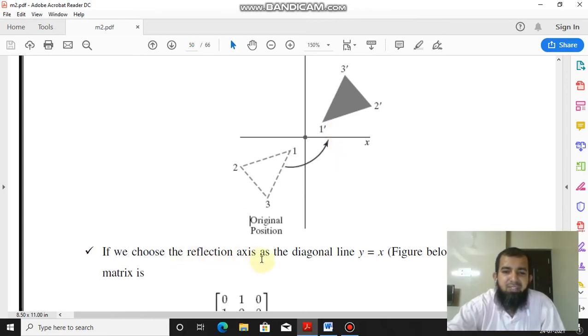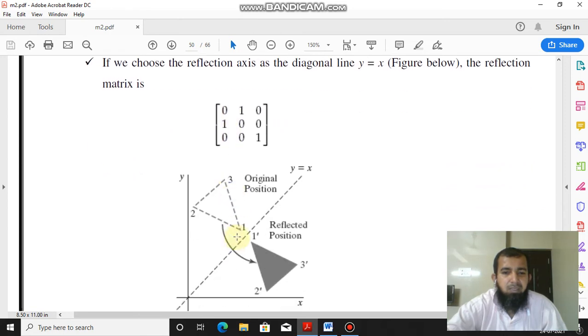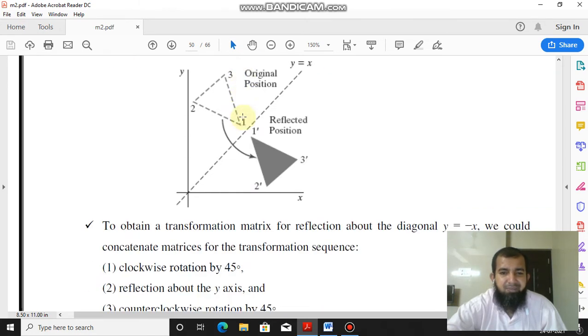If you choose the reflection axis as the diagonal line y equal to x, this is the reflection matrix, where y and x are the same. This is the original position and this is the reflected position. Both are on the same axis, reflected on the same axis. Then this is the matrix representation.